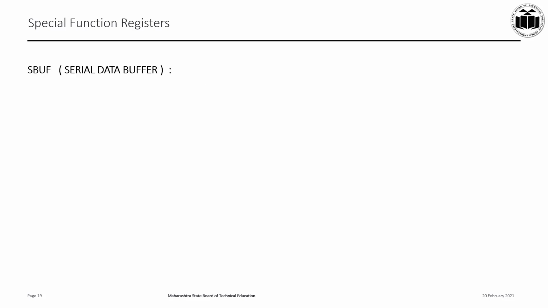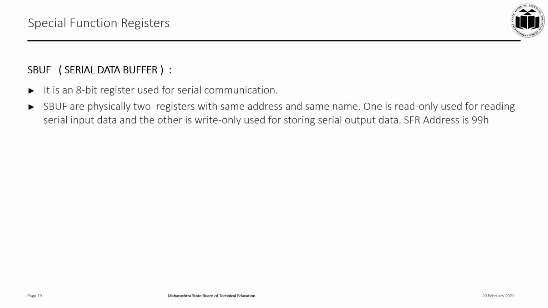SBUF, the serial data buffer. It is an 8-bit register used for serial communication. SBUF is physically 2 registers with the same address, which is 99 hex, and the same name. A byte of data to be transmitted via the TXD line must be placed in the SBUF register. Also, the SBUF holds the byte of data when it is received by the RxD line.